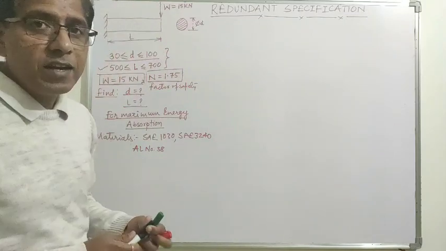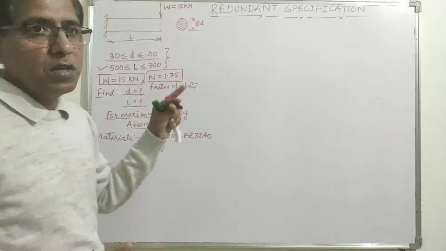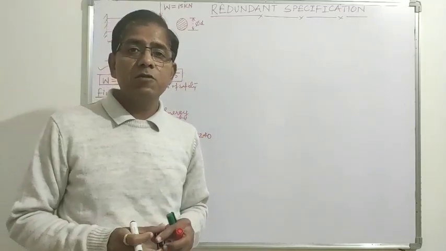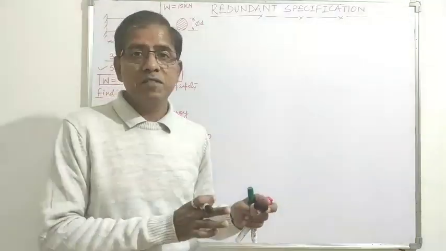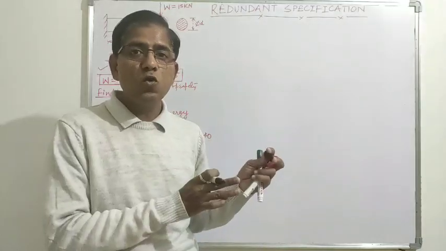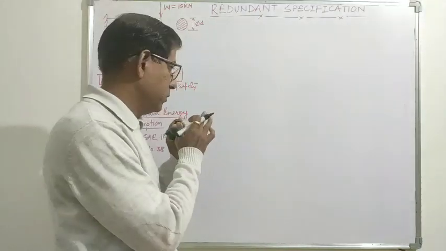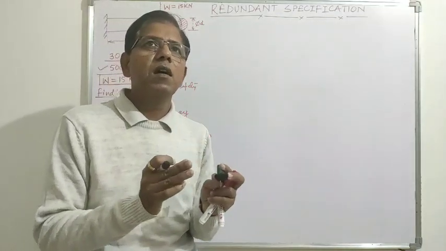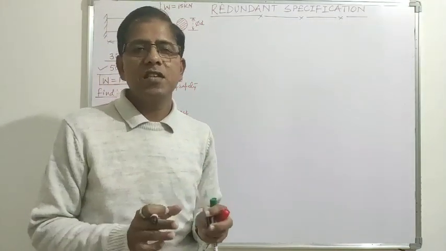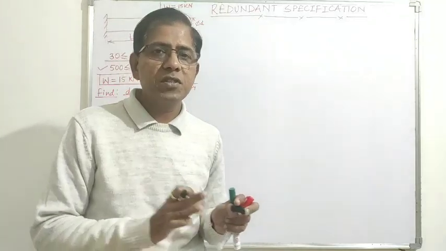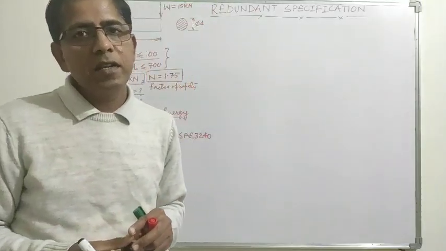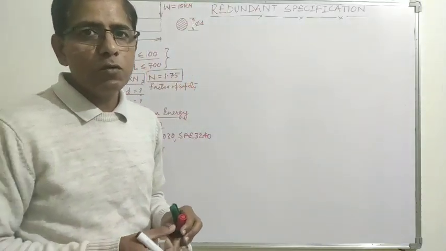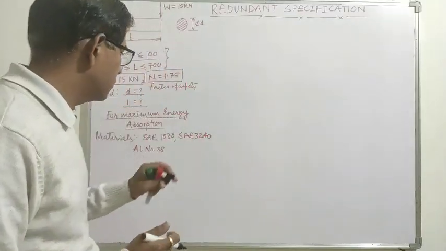So now we try to solve this problem. Actually, we have solved the maximum energy absorption problem in the normal specification case. But how to solve it? The flow of the solution is 60-70% similar to that of normal specification, but a few more steps are there in redundant specification that we are going to see in this solution.